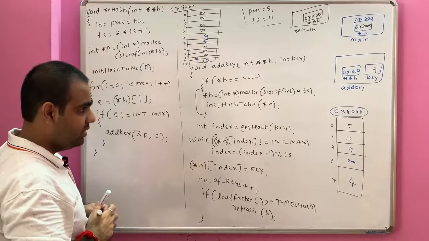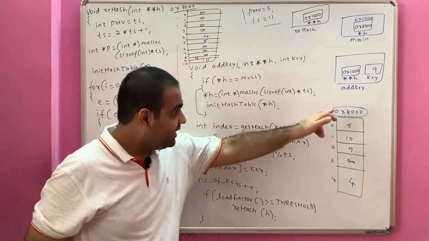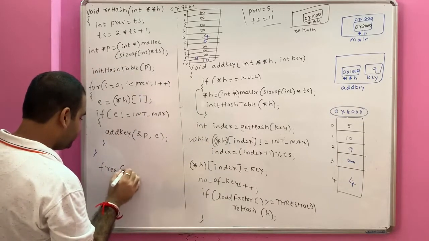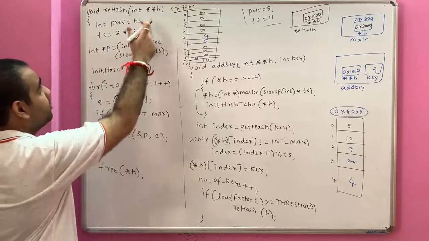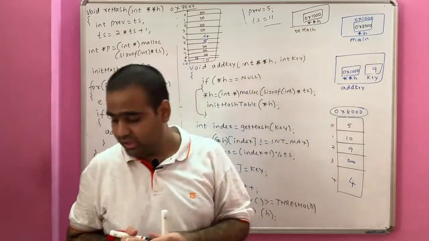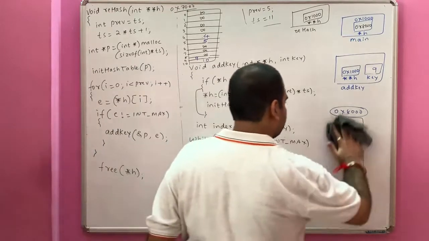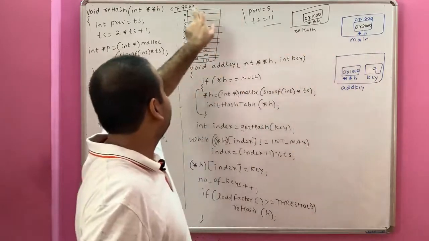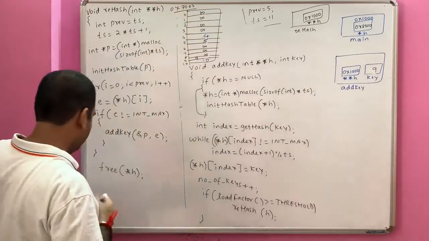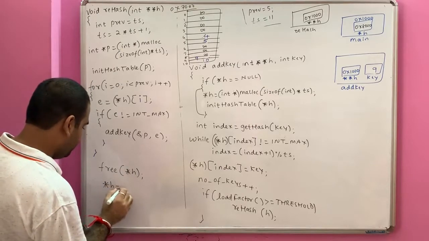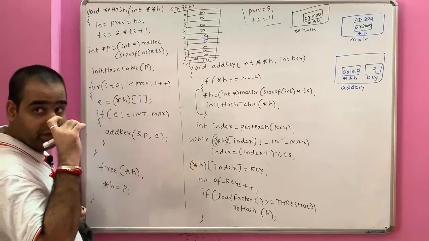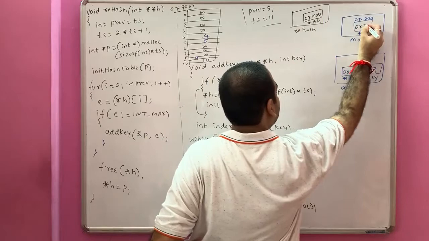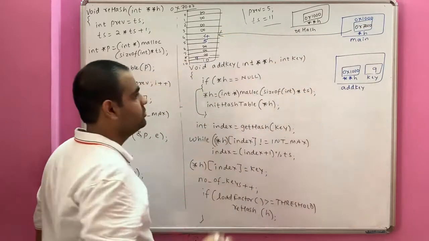Fair enough. Now what we need to do? I need to delete this table. Therefore what do I say? I say free of star H. Why star H? Because the value of H is 1000. Go to address 1000, it is 8000, and at address 8000 you are deleting it. Fair enough. Now what do you want to store at 8000? You want to store this table. Therefore we say star H is equal to P. Now what is the value of P? 7000. Where do you want to store 7000? At address 1000. Therefore this becomes 7000 and this points to this table.